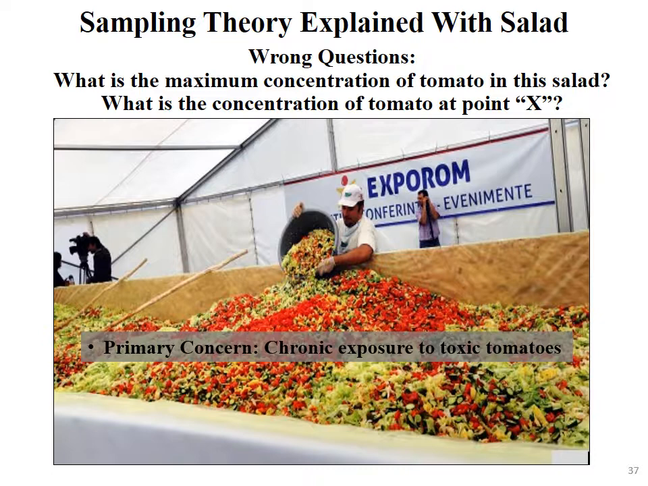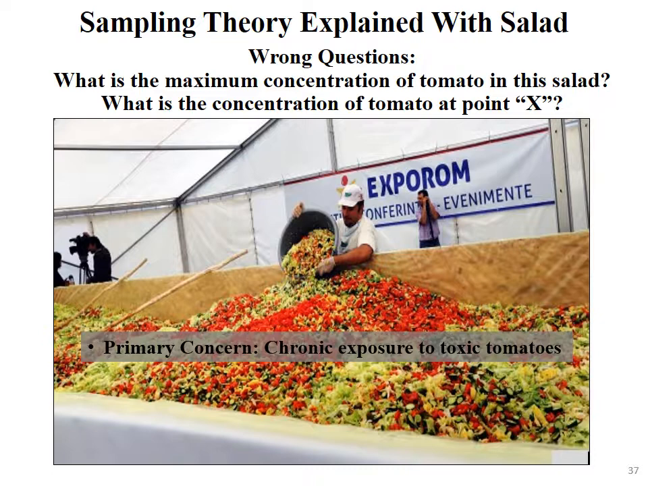So that's not a rational question, really, from a risk assessment standpoint or site investigation standpoint. Another wrong question is, what is the concentration of tomato at point X? Well, we're not concerned about point X. We're concerned about long-term exposure to the tomatoes in the salad. And just like we would randomly walk back and forth across our backyard over many years and be randomly exposed to soil across the entire backyard, we're not concerned about any given point. We want to know what the concentration of the contaminant, in this case tomato, is for our decision unit as a whole. So how do you do this properly then?